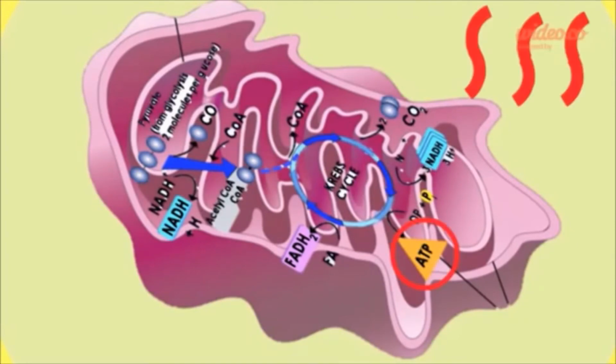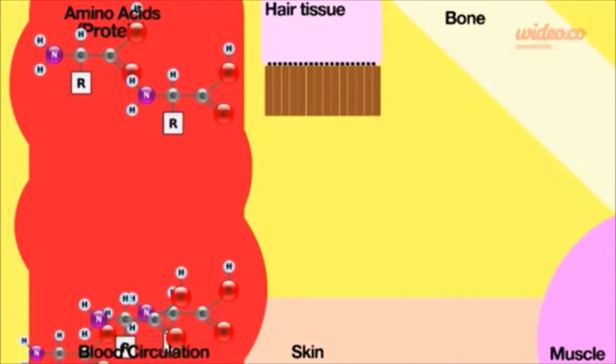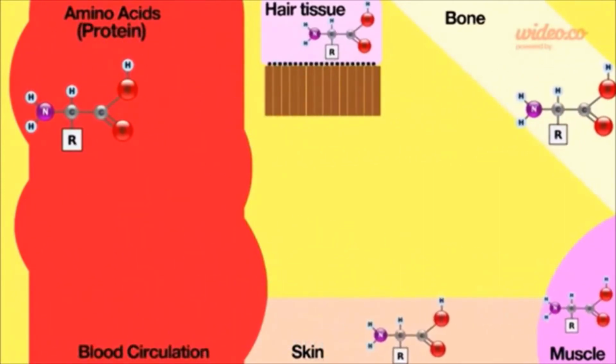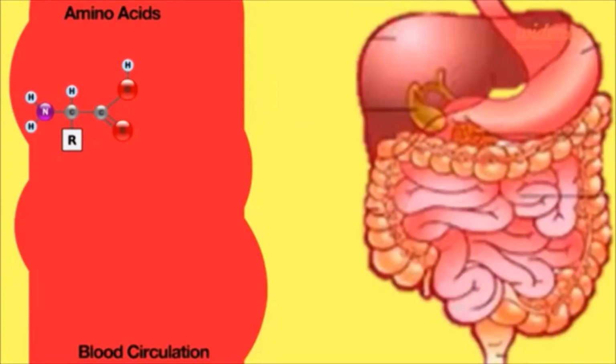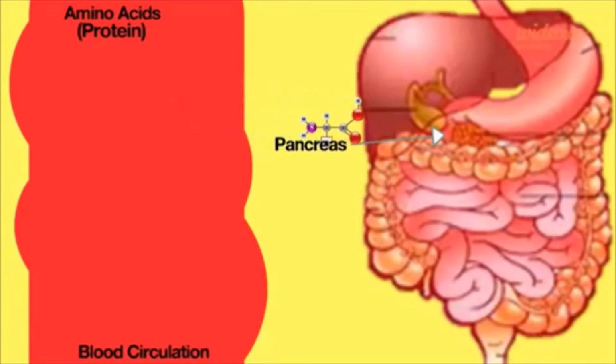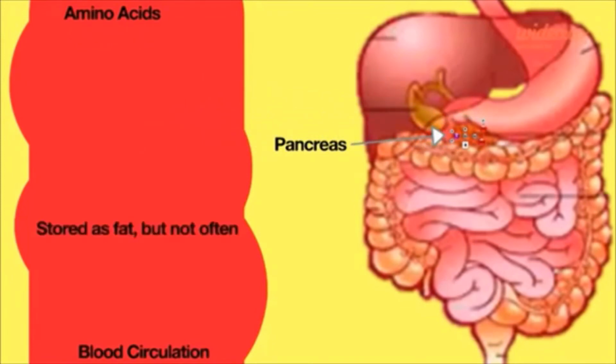As for amino acids in circulation, they are brought to bones, muscle, skin, and hair tissues because protein is one of the main building blocks for all of those things. It is also used in the pancreas where enzymes, which are also proteins, are made. Proteins can be stored as fat, although they aren't commonly stored, so it is important to keep them in your system.